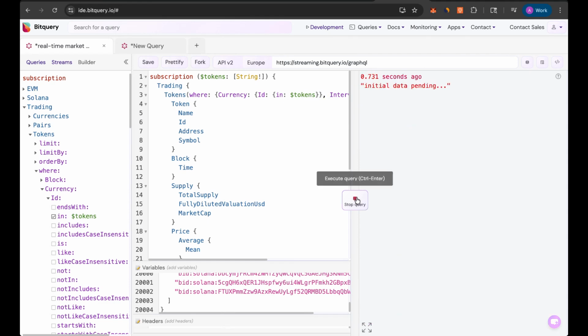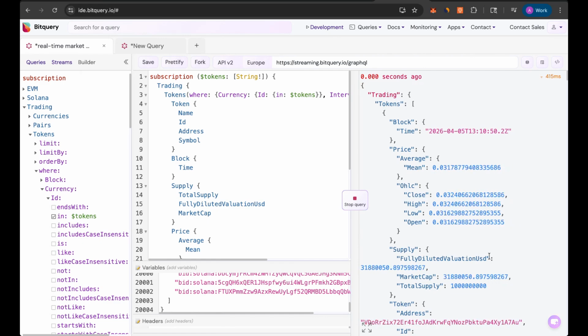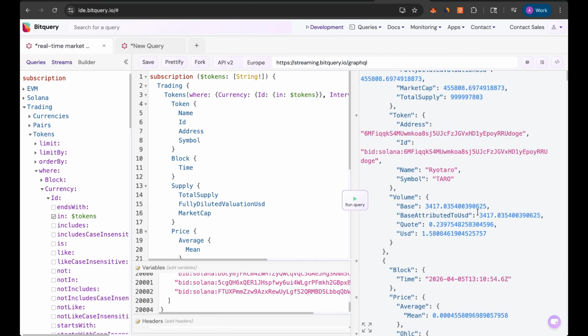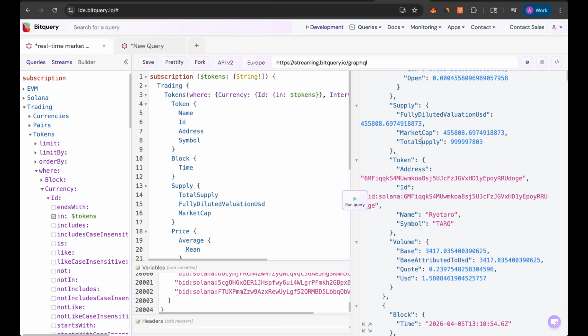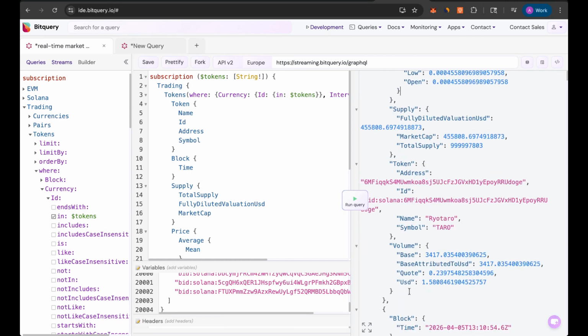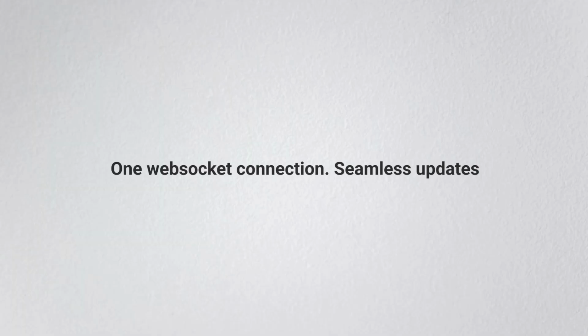metric you need. One subscription gives you everything: token metadata, name, symbol, mint address, market cap, and fully diluted valuation. Total supply from on-chain data, current price, and complete OHLC candles. Trading volume in US dollars. One WebSocket connection, seamless updates.